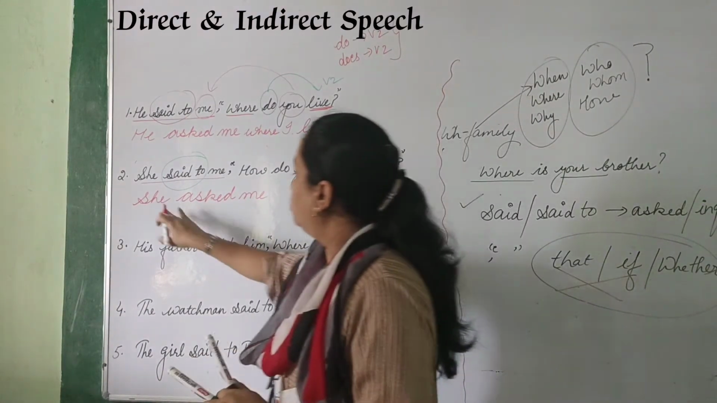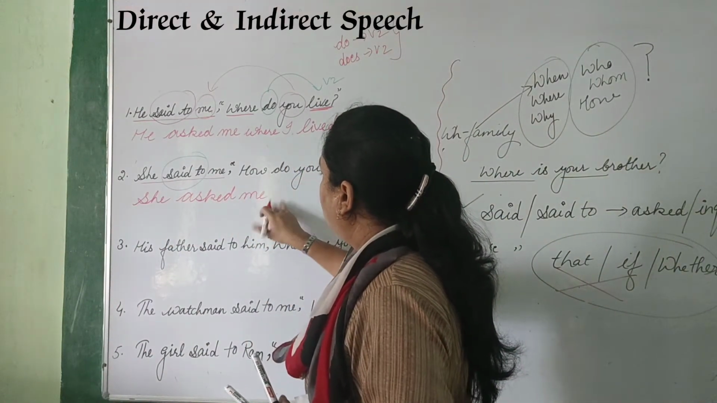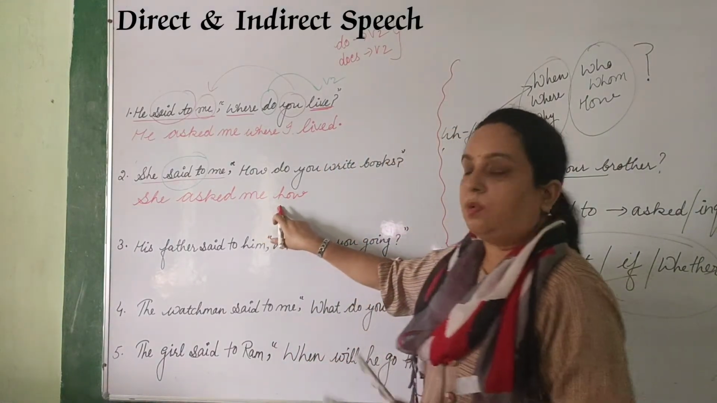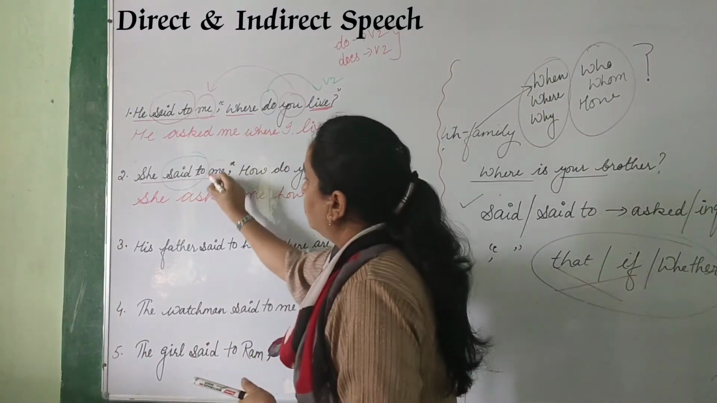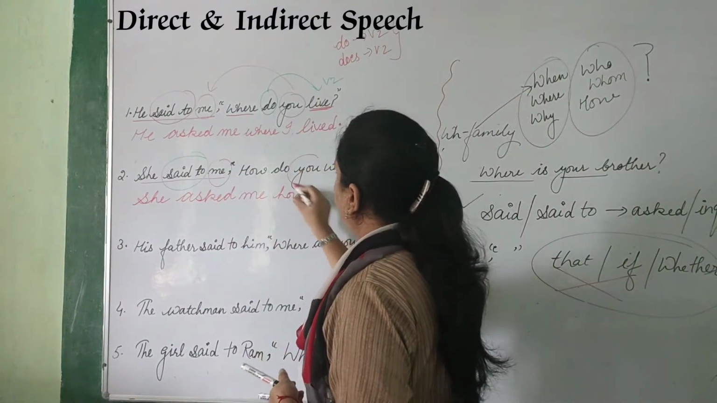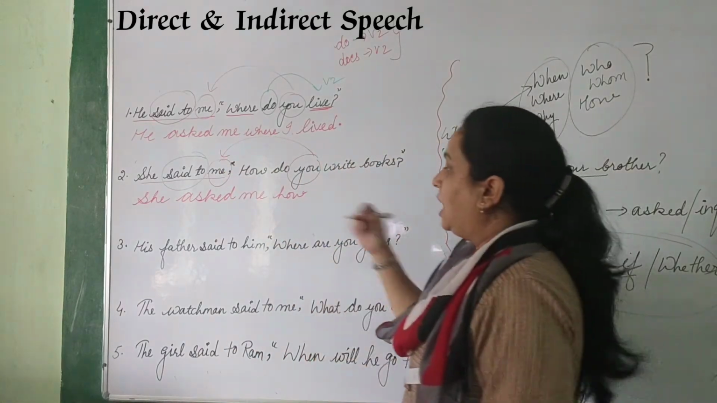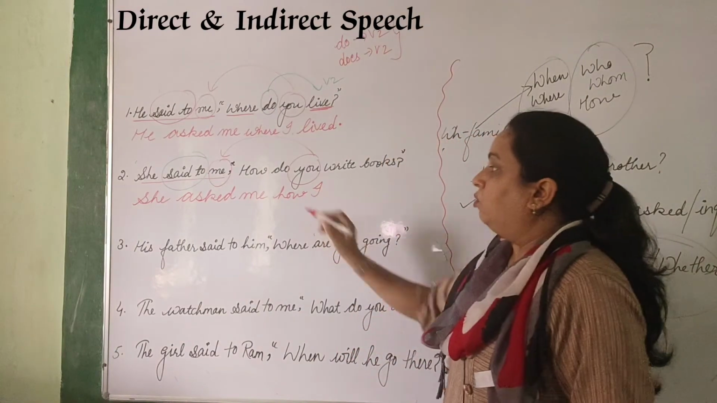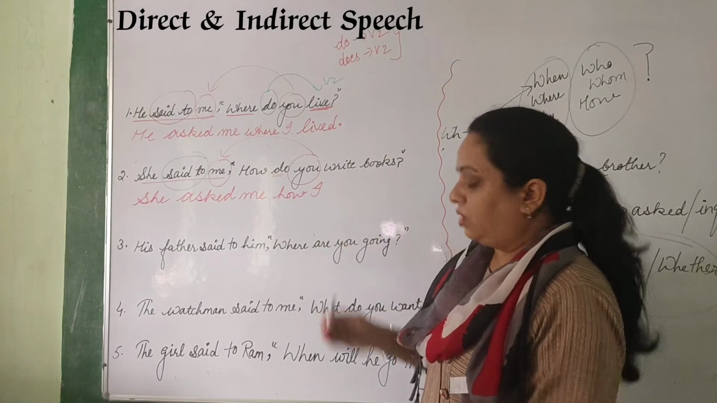So you have to write she asked me how, and this h will be small, how. Now what is the subject here? To whom is she saying? To me. So this will be replaced with I. So she asked me how I, right? Once again there is do, so that we have to change into verb second.